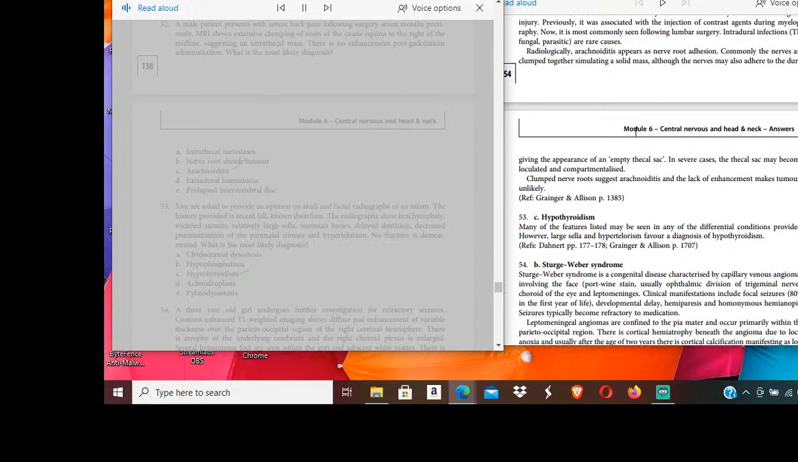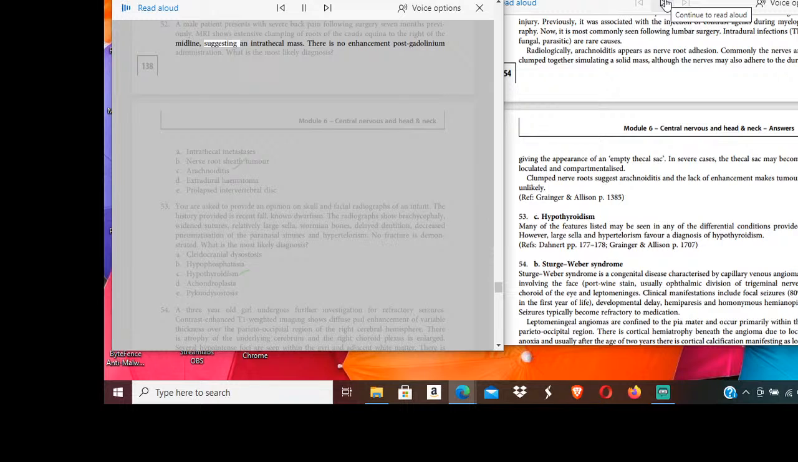52. A male patient presents with severe back pain following surgery 7 months previously. MRI shows extensive clumping of roots of the cauda equina to the right of the midline, suggesting an intrathecal mass. There is no enhancement post-gadolinium administration. What is the most likely diagnosis?